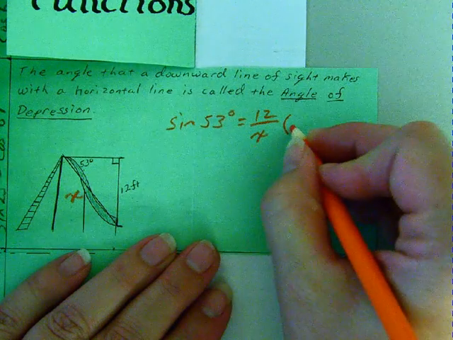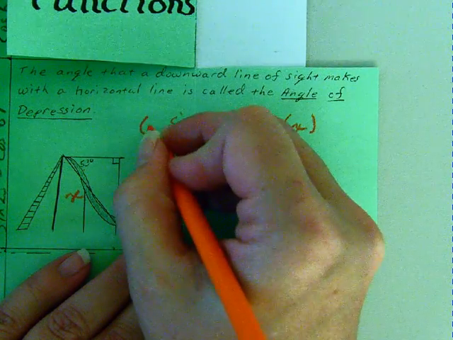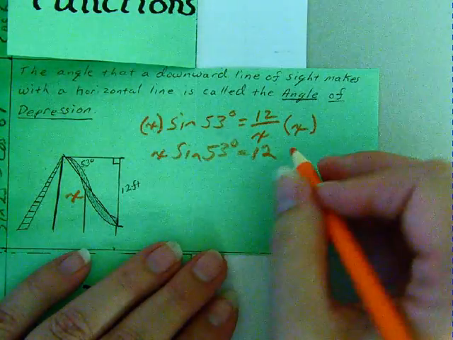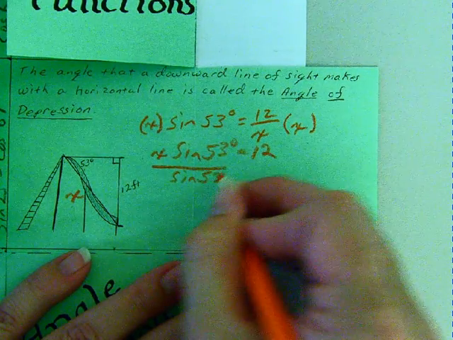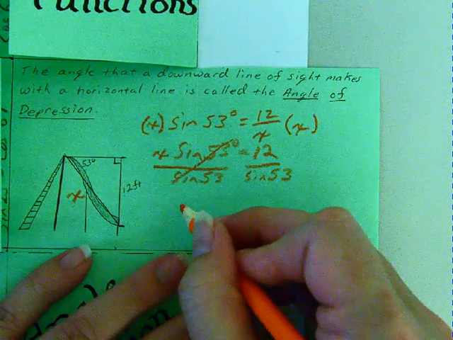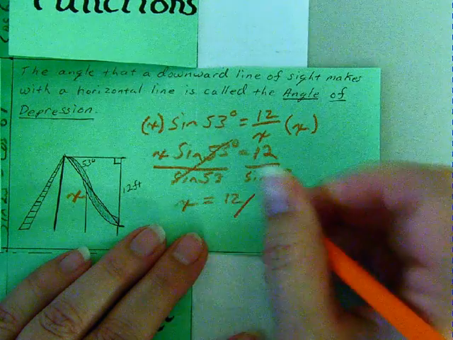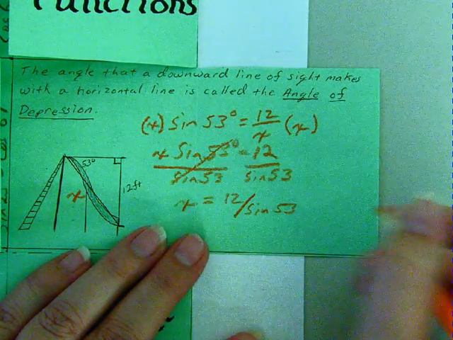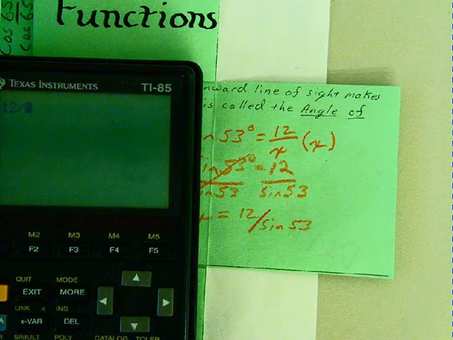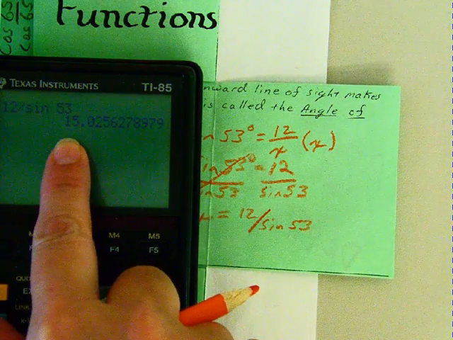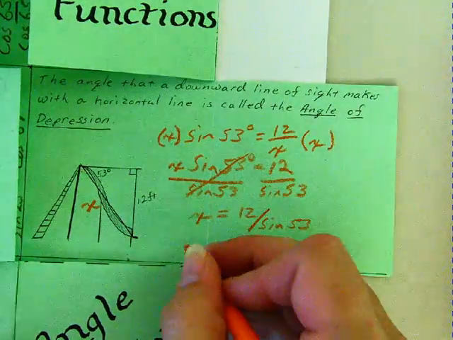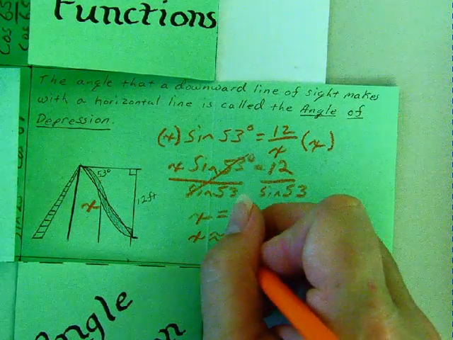So I'm going to multiply by x on both sides because I want to get that x out of the bottom. So we get x sine of 53 degrees equals 12. Then from here, I'm going to divide by sine of 53, so those will cross out. So we get x equals 12 divided by sine of 53. Then I'm going to come over here to my calculator and type that in: 12 divided by sine of 53 and enter. And I get 15.025 and it keeps on going. We're going to be rounding to the nearest tenth though, so that's 15.0. So x is approximately 15.0.